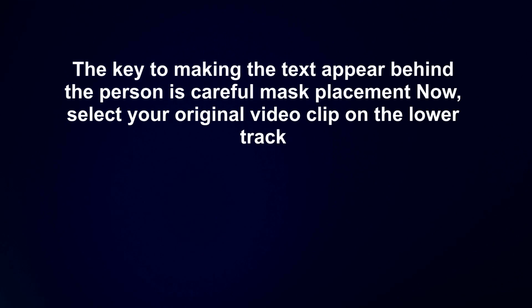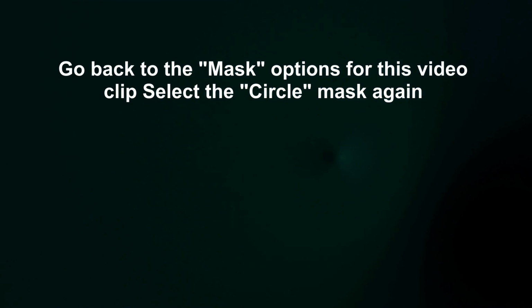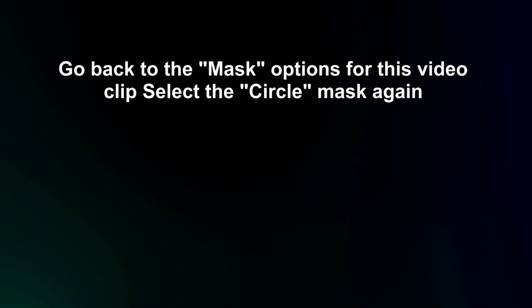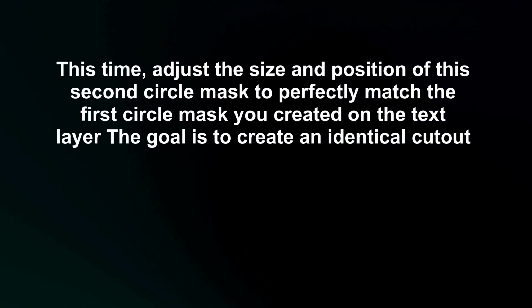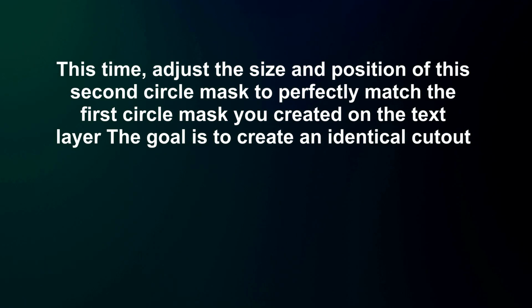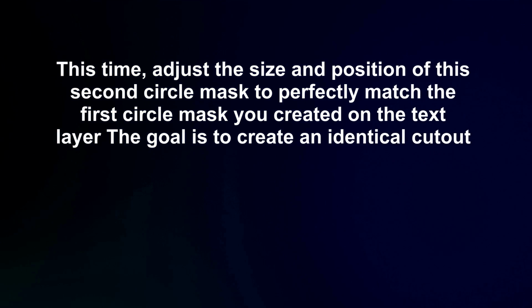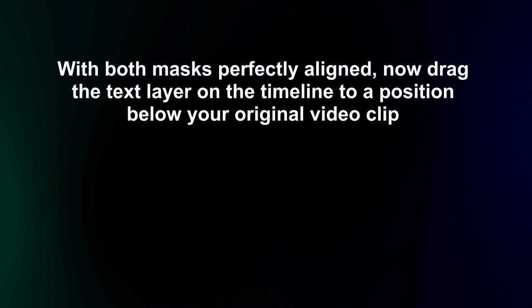Now, select your original video clip on the lower track. Go back to the mask options for this video clip. Select the circle mask again. This time, adjust the size and position of this second circle mask to perfectly match the first circle mask you created on the text layer. The goal is to create an identical cutout, with both masks perfectly aligned.